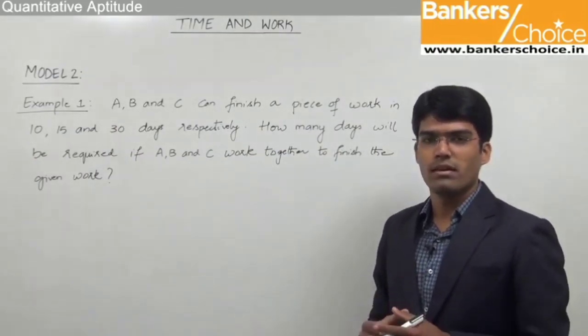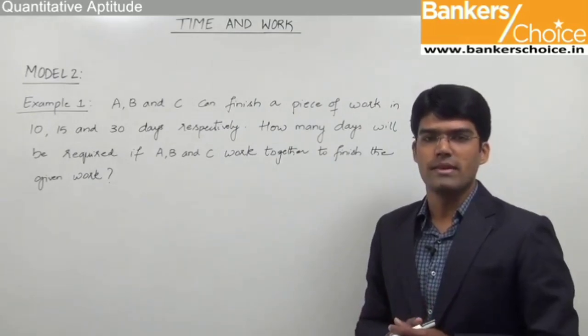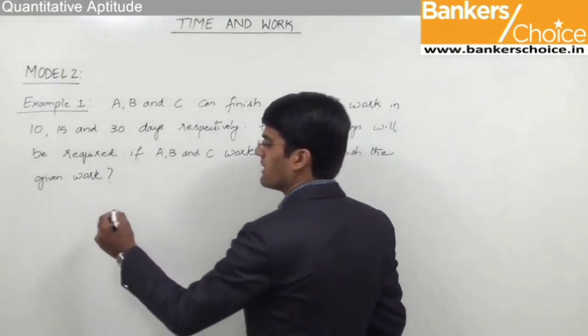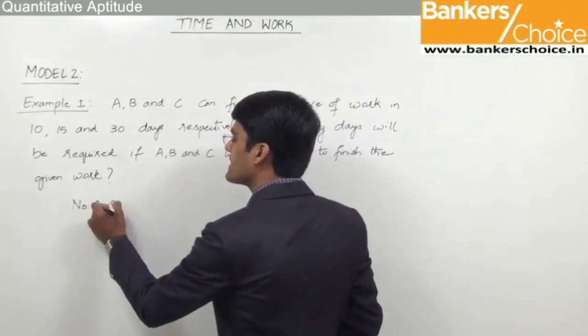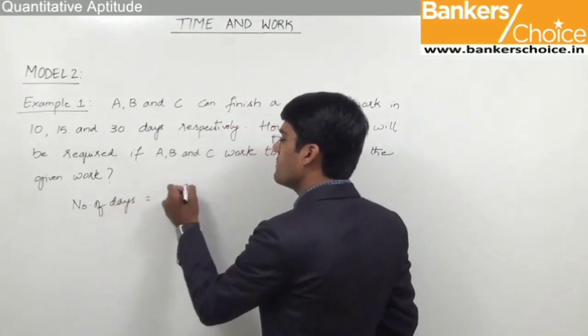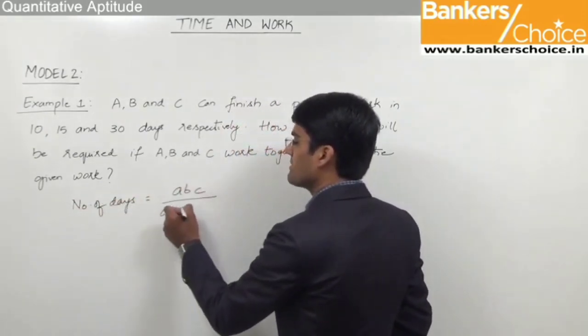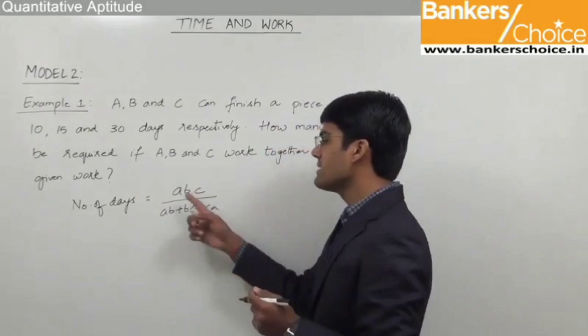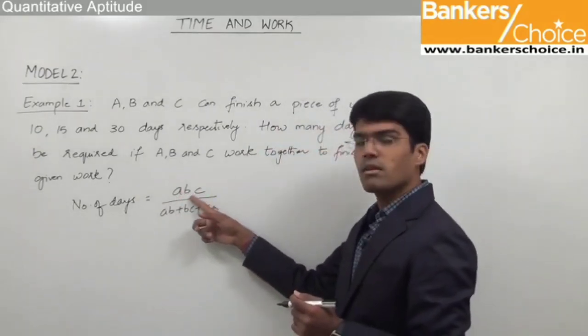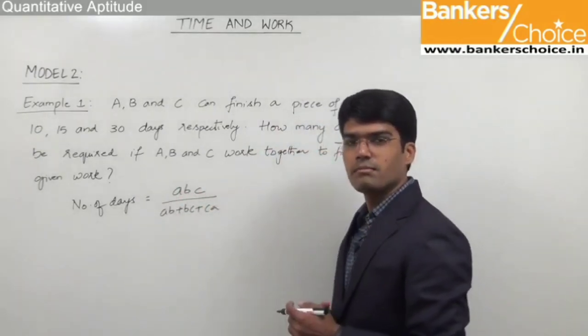Now, as discussed in this model, we can solve the question in two ways. Either we can use the shortcut formula, that is nothing but number of days will be equal to ABC by AB plus BC plus CA, where A is the number of days taken by A, B is the number of days taken by B and C is the number of days taken by C.